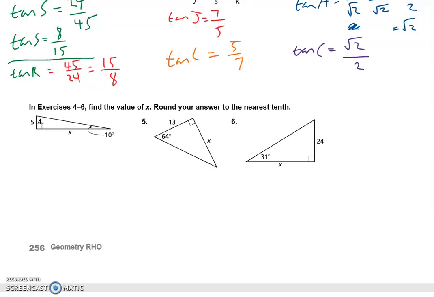Now when you're finding the value of x for tangent, we need to find the value of x. So x, this is the adjacent. Oops, that's not what I wanted to do.